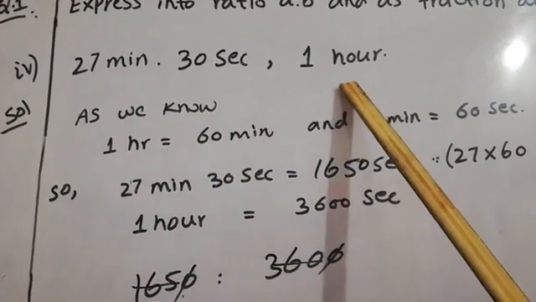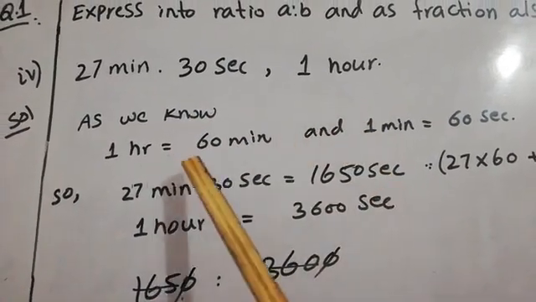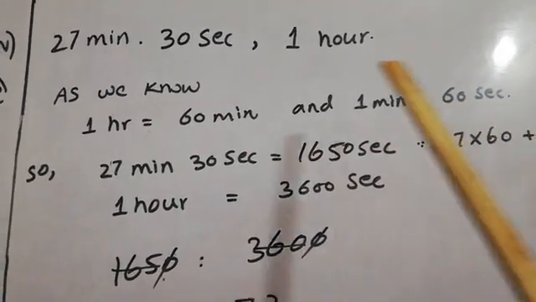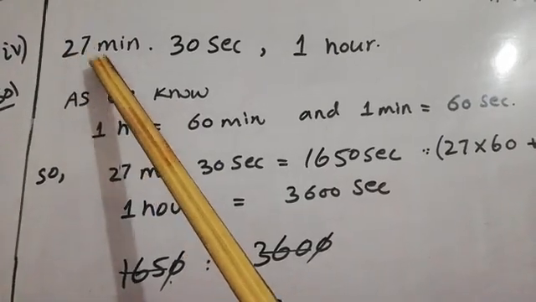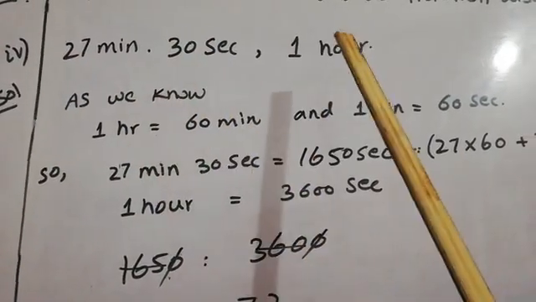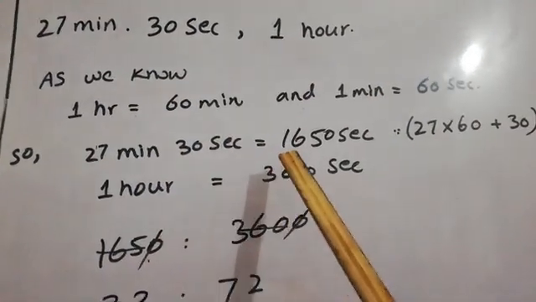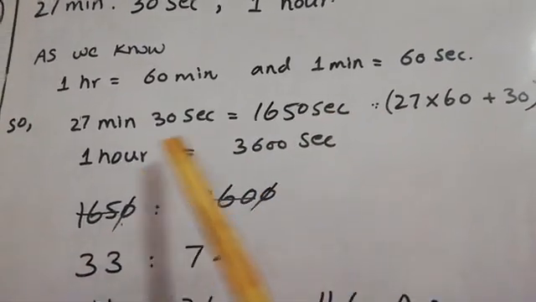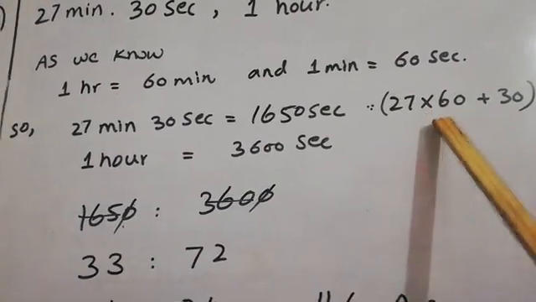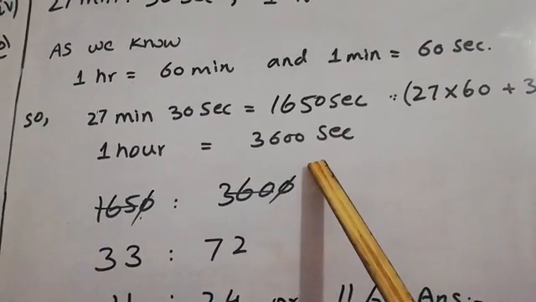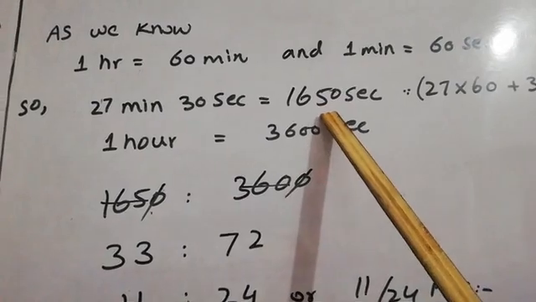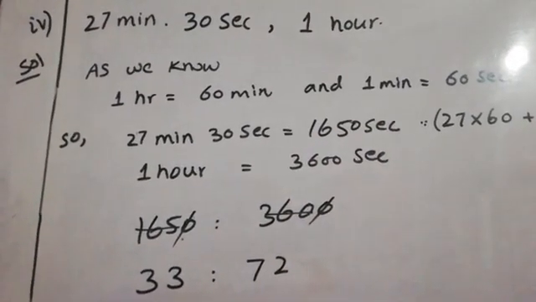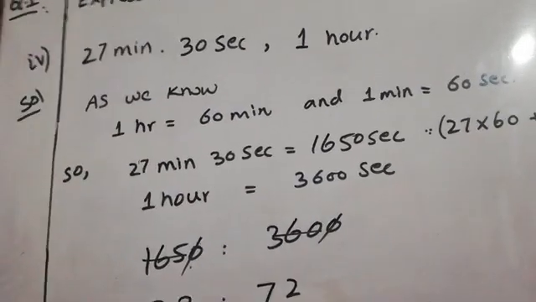First we will convert, as we know that 1 hour equals 60 minutes and 1 minute has 60 seconds. First of all, we will convert 27 minutes and 30 seconds into seconds. 27 minutes and 30 seconds equals 1650 seconds. We first multiply 27 by 60 and then add the 30 seconds. So we get the first quantity as 1650 seconds, and the second quantity is 1 hour.